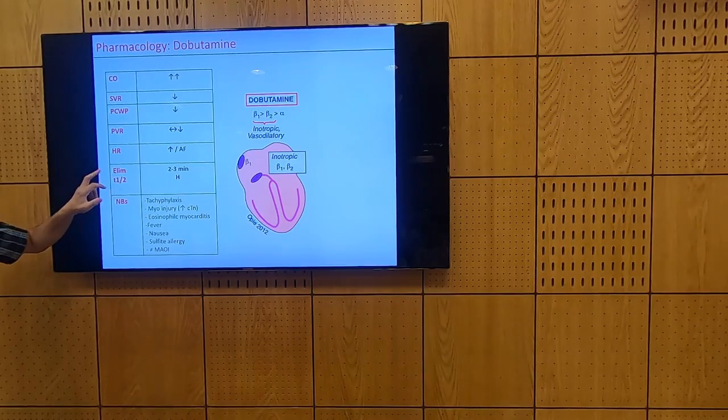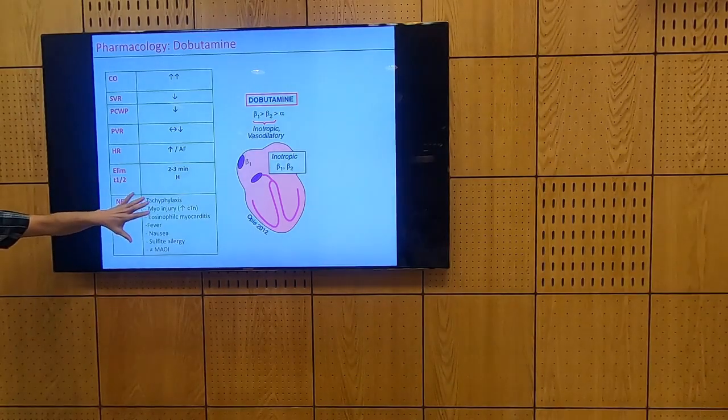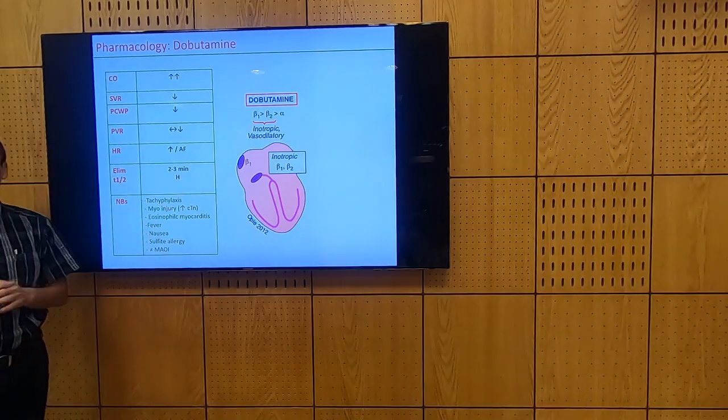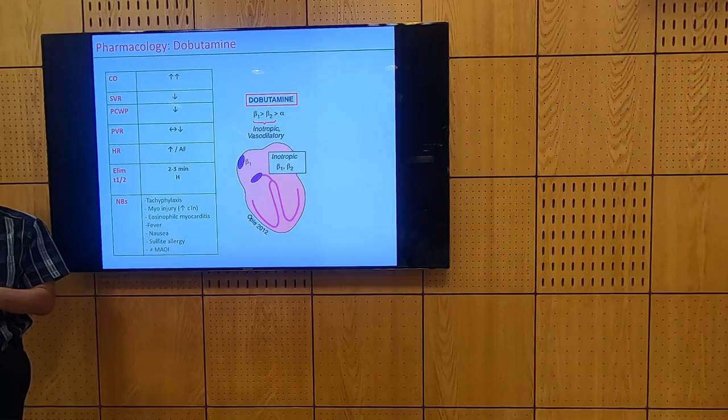It has a short half-life. However, as with other inotropes, it has many side effects. First, we have tachyphylaxis. We should not use dobutamine for more than 24 to 48 hours.